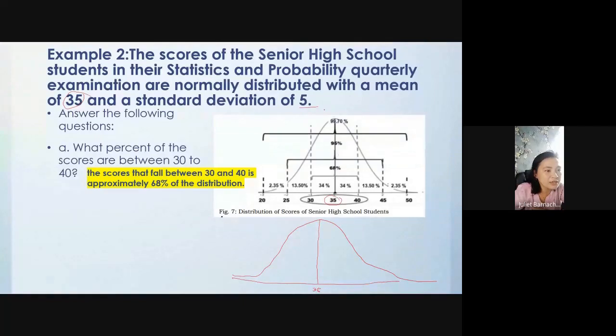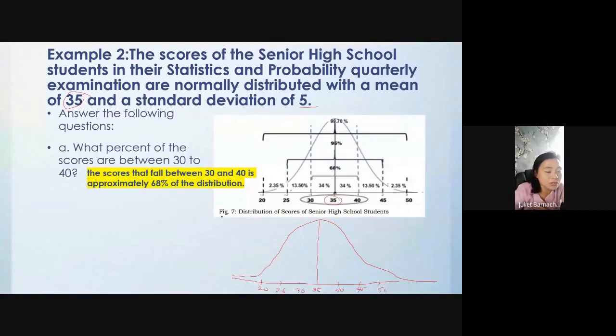And then, the standard deviation is 5. So, it is expected that the next unit from 35 is 40, then 45. Yan yung mga nandiyan sa table. Next ay negative, 30, then 25, and then 20. Hanggat maaari, 3 units palagi ang ibigay mo kasi ang normal curve ay laging 3 units mula sa mean. So, this is 50.